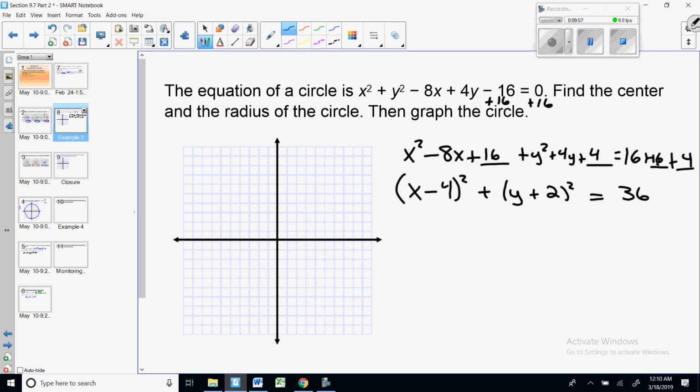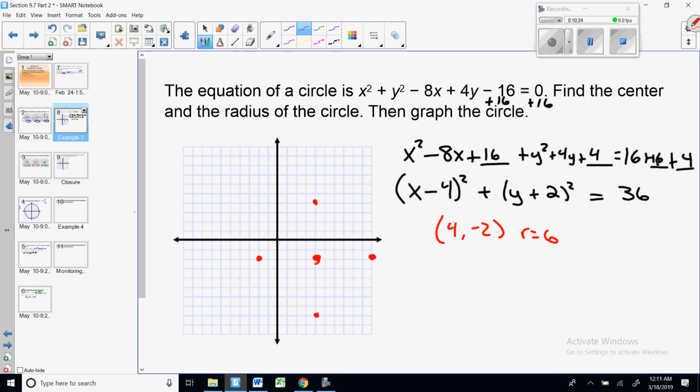And we now have the general equation of our circle. Because what we now have is a circle with a center at positive 4 for the x, negative 2 for our y, and our radius is 6, and that's what we're going to graph. So we come over here to positive 4, negative 2. There's my center point. I'm counting out 6 units. I'm counting up 6 units. I'm counting down 6 units. And I'm counting to the left 6 units.